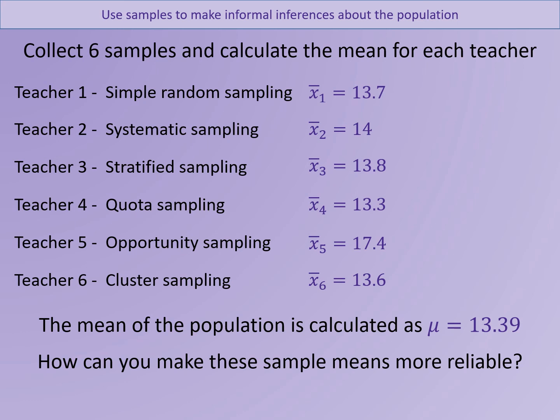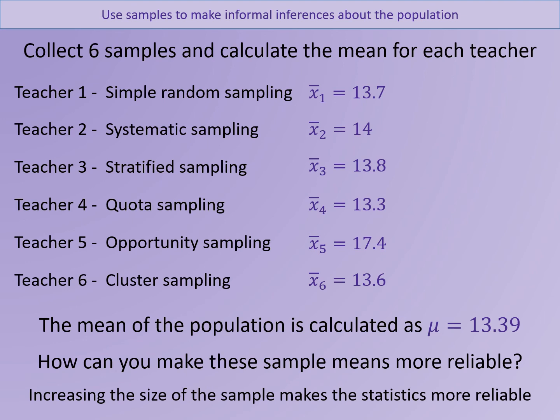So how can we make these sample means more reliable? We can increase the size of the sample, so that would make the statistics more reliable, which would then allow us to have more confidence in the estimate of the average age of the school.